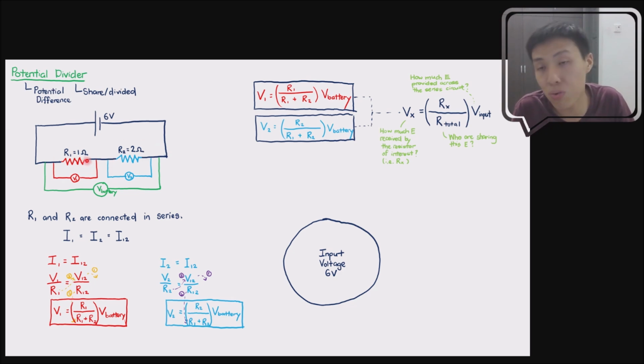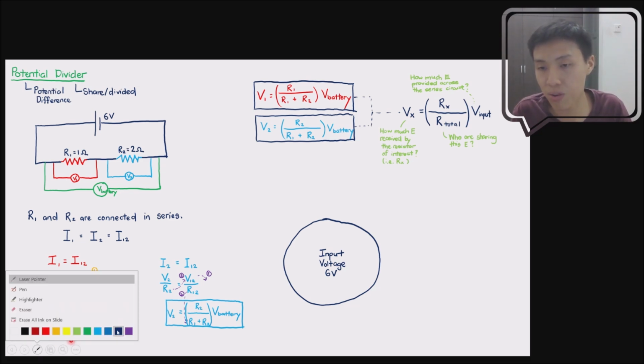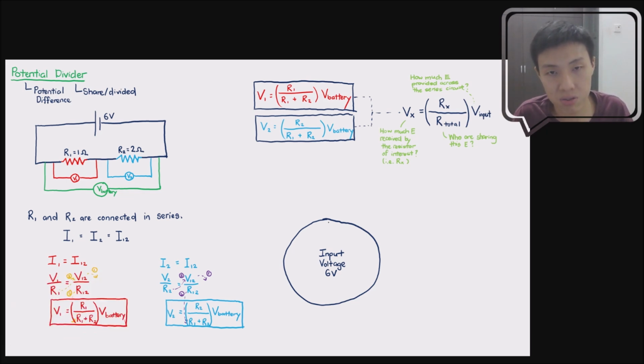So you know that R1 will receive less, R2 will receive more, due to the difference in their resistances. So therefore we can come up with a conclusion by splitting them into two parts. One will receive more, one will receive less, right? So it should be something like this. So the one receiving less will be R1, so I'm going to shade this in red.